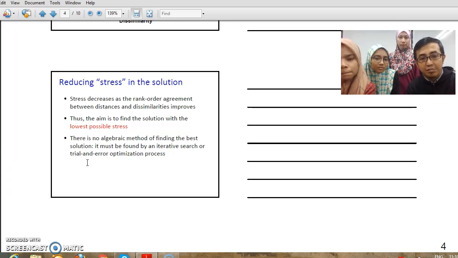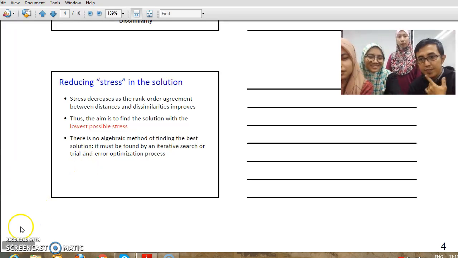Okay, there is no algebraic method of finding the best solution. It must be found by an iterative search or trial and error optimization process. It means we will repeat it until we get the lowest possible stress. Then we repeat the regression line, the monotonic regression line. Okay, good.